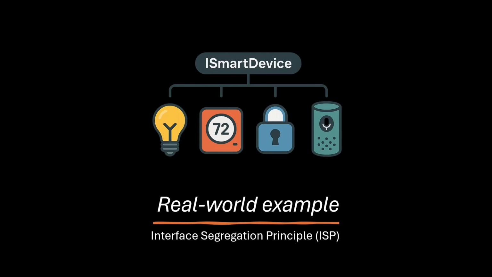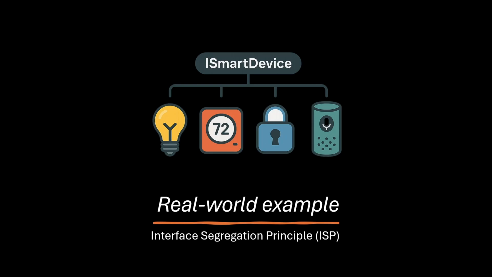And did you also notice that from ISmartDevice, we are shifting to interfaces that are functionality focused, like ISwitchable for on and off, ITemperatureAdjustable for adjusting the temperature, ILockable, and IVoiceControllable. These are all functional interfaces. They focus on one single function. That way, it becomes more granular.